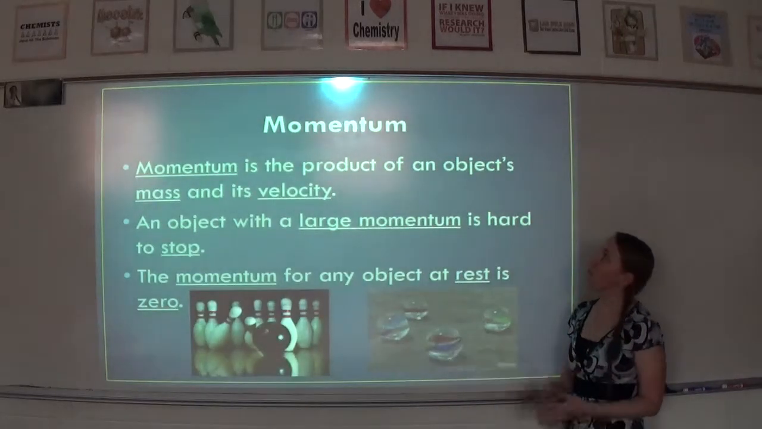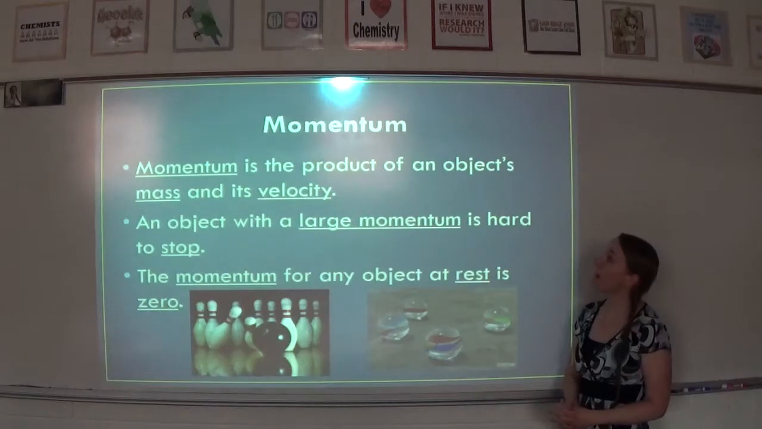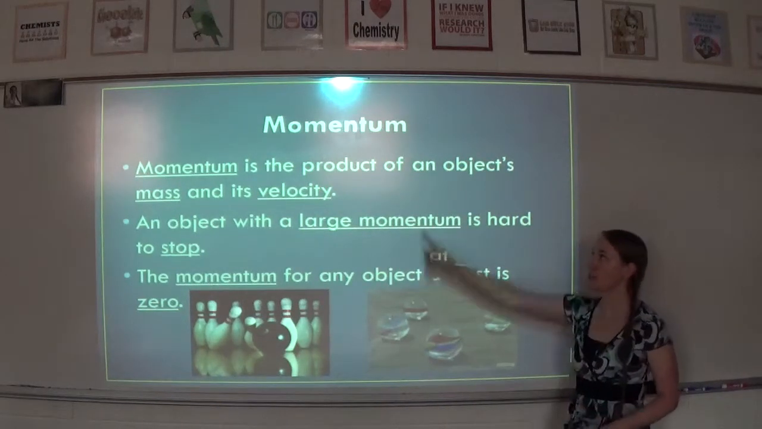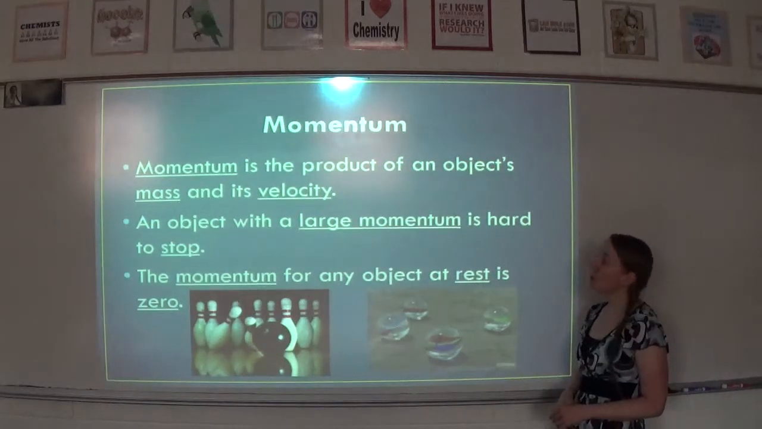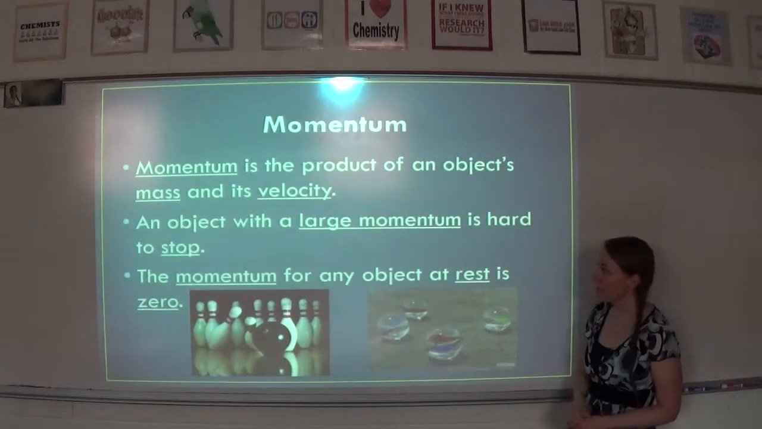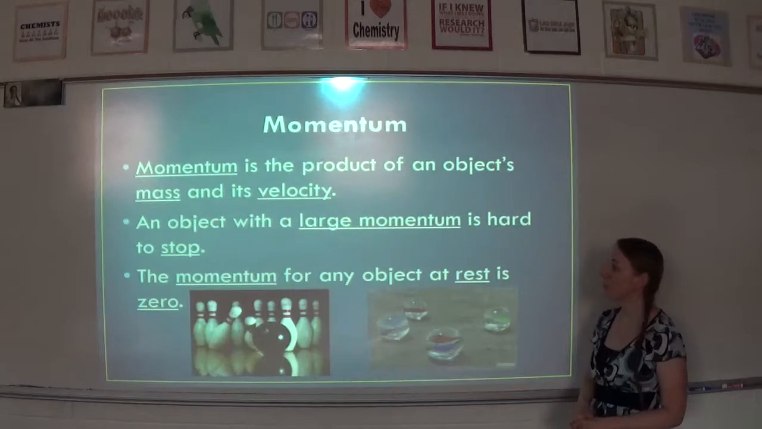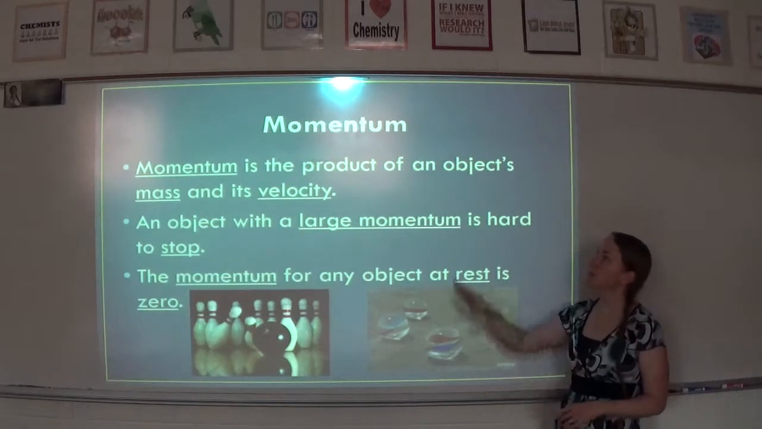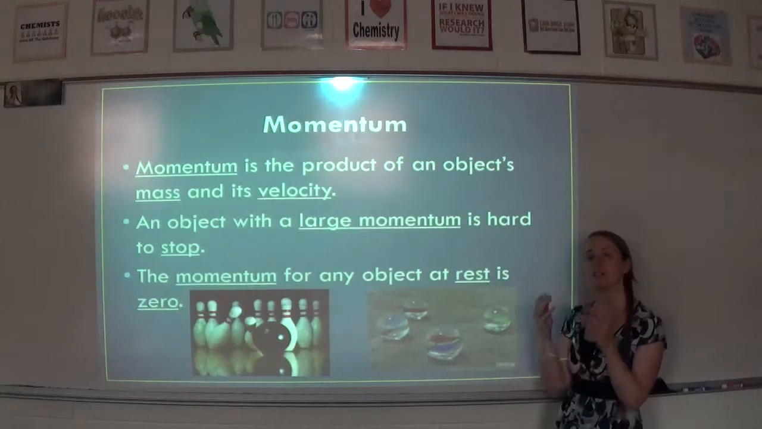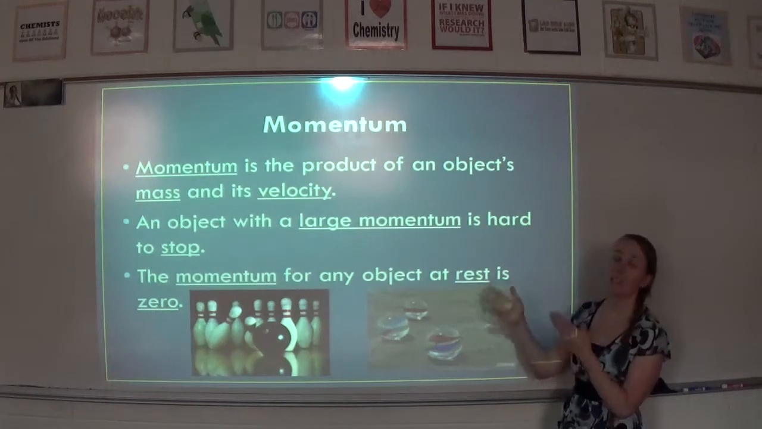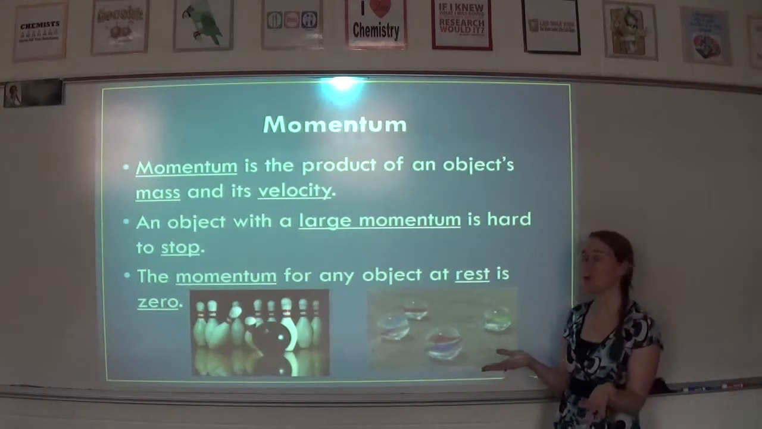So momentum. Momentum is the product of an object's mass and its velocity. Product, of course, in math means multiplying. An object with a large momentum is hard to stop, and the momentum for any object at rest is 0. Because it's the product of mass times velocity, if you're at rest, you have 0 velocity. Anything times 0 is 0, so you have 0 momentum.